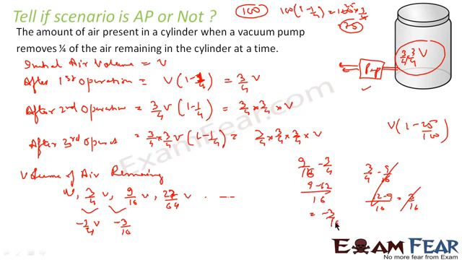If you see here, the difference is not constant. In this case, the difference was minus 1 by 4 V. Here, the difference is minus 3 by 16 V. The difference is not constant, so I say that this is not an AP.